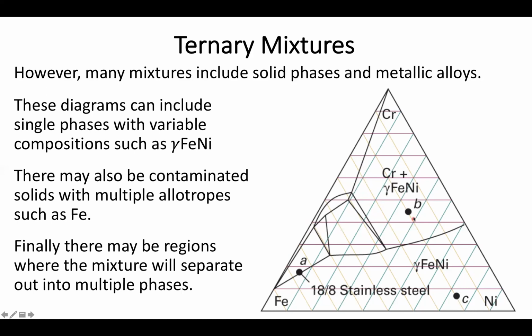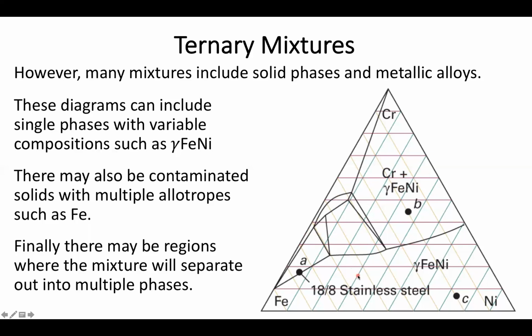And then finally, we're going to find regions where we have a great deal of phase separation. So for example, if I include fairly high chromium levels, what we may find is that my gamma iron nickel is going to start throwing out some solid chromium, which is going to phase separate out from the original nickel complex that I'm trying to form. And then once I get into this region, well, let me just tell you, it gets rather messy as you'll be throwing out several of these allotropes along with chromium and the iron nickel.